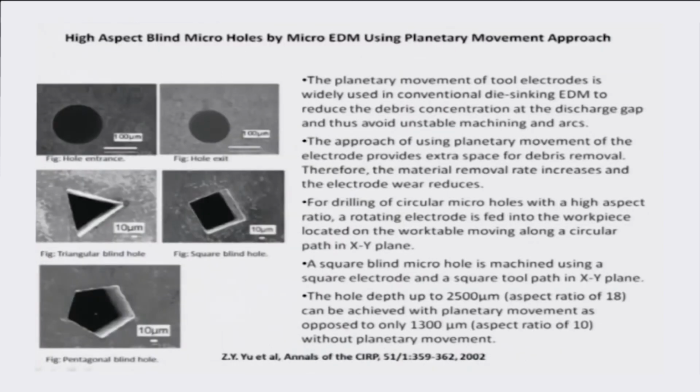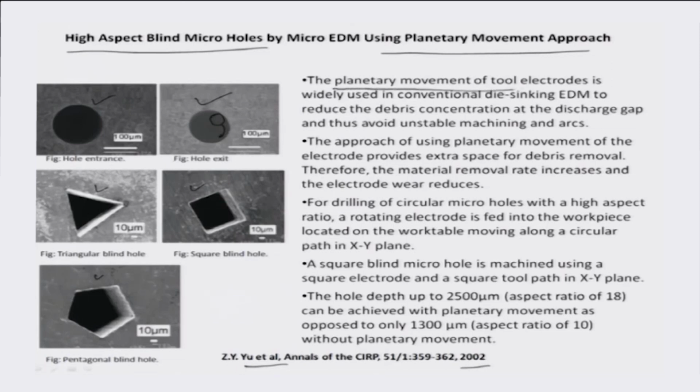Another aspect of EDM reported by Yu et al. in 2002 talks about high aspect ratio blind micro hole structures. These are micro hole structures, and the holes can be triangular holes or square holes or even pentagonal holes, depending on the electrode that is being used, and this is using a planetary movement approach of the tool. So the planetary movement is, in this case, basically a smaller electrode following across the internal contour of the hole.